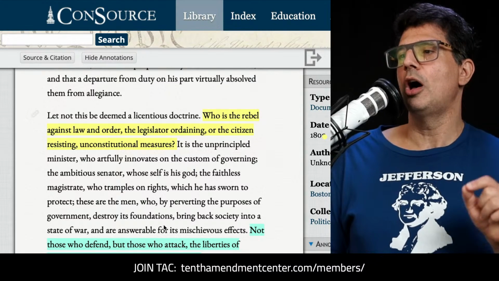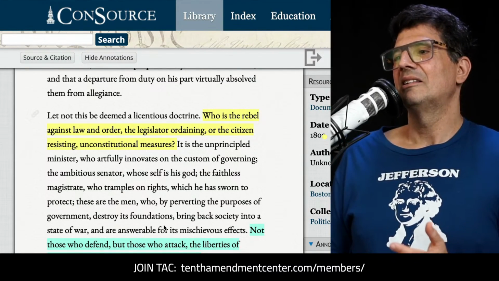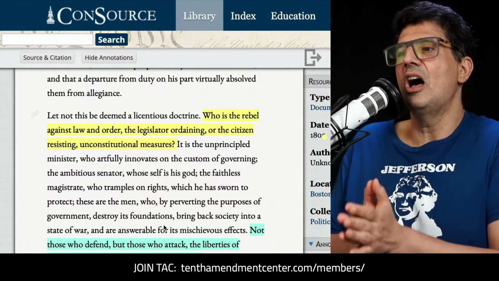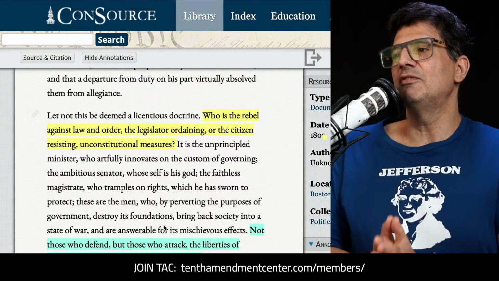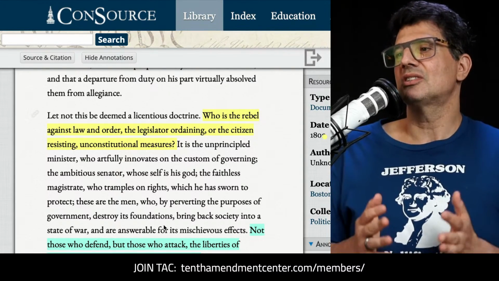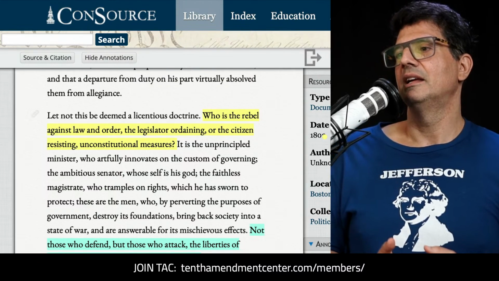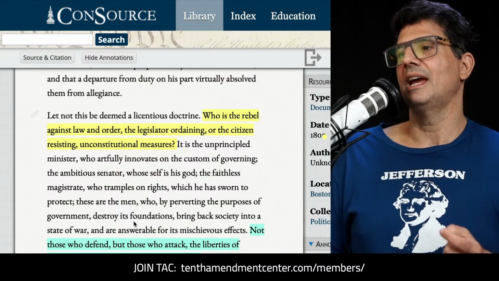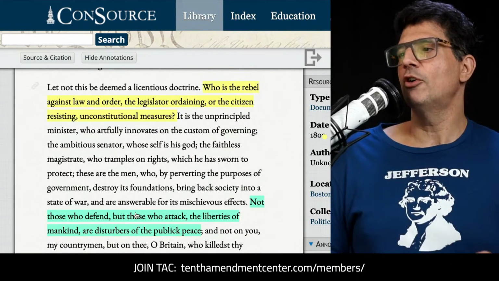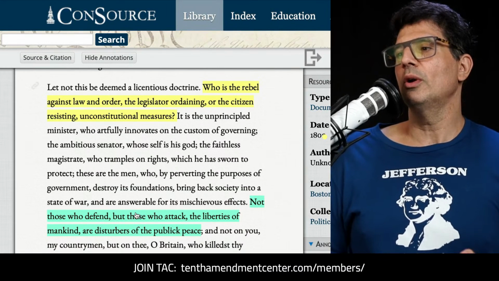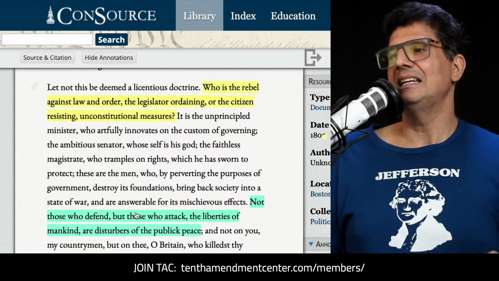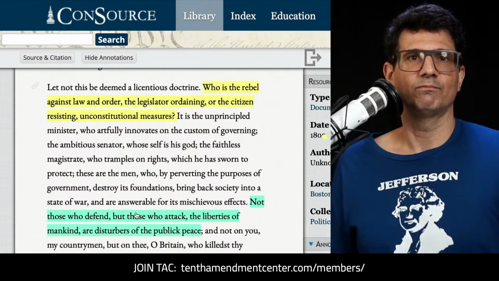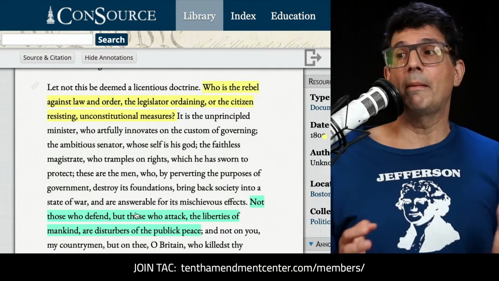Who is the rebel against law and order? The legislator ordaining or the citizen resisting unconstitutional measures? He said, it is the unprincipled minister who artfully innovates on the custom of governing, the ambitious senator whose self is his God, the faithless magistrate who tramples on rights which he has sworn to protect. These are the men who, by perverting the purposes of government, destroy its foundation, bring back society into a state of war, and are answerable for its mischievous effects. So those are the people who are the rebel against law and order.